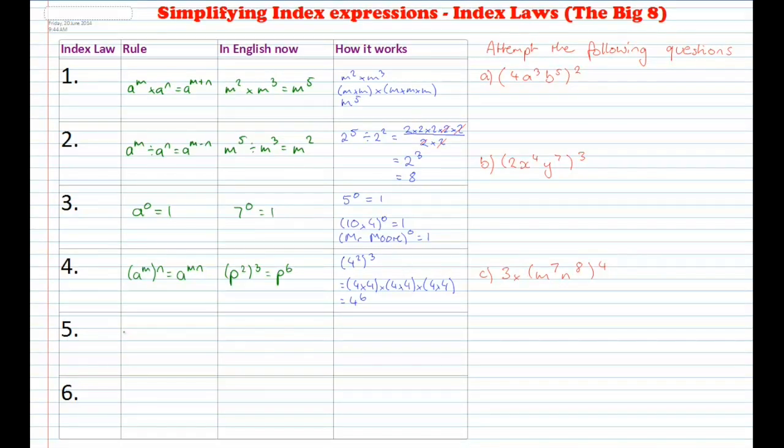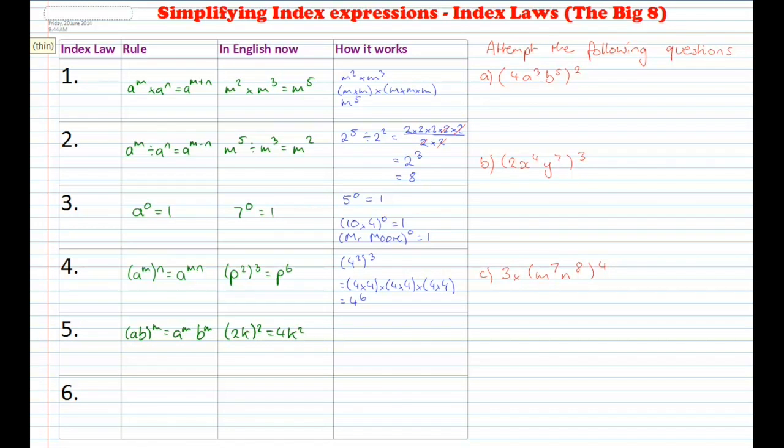Index law number 5. Law 5 states that if I've got (a times b) in brackets to the power of m, that's going to be equal to a to the power of m, b to the power of m when I expand it. Now what does this mean? Well, it means essentially if I've got 2k in brackets squared, that's going to be 2 squared, which is equal to 4, multiplied by k squared.